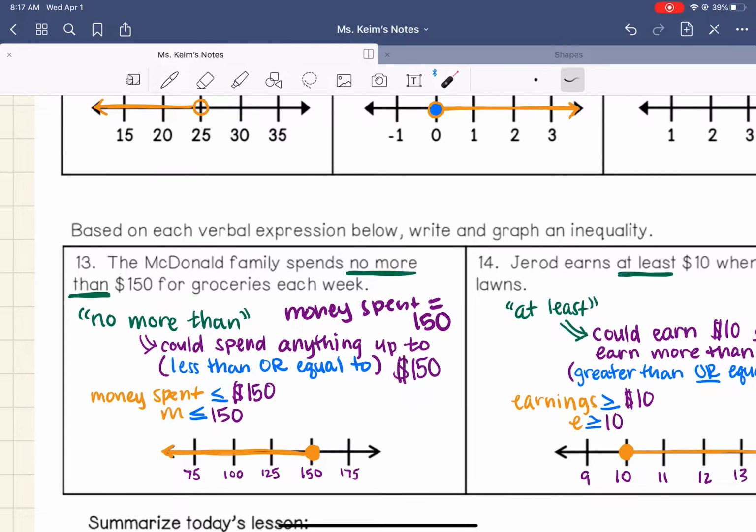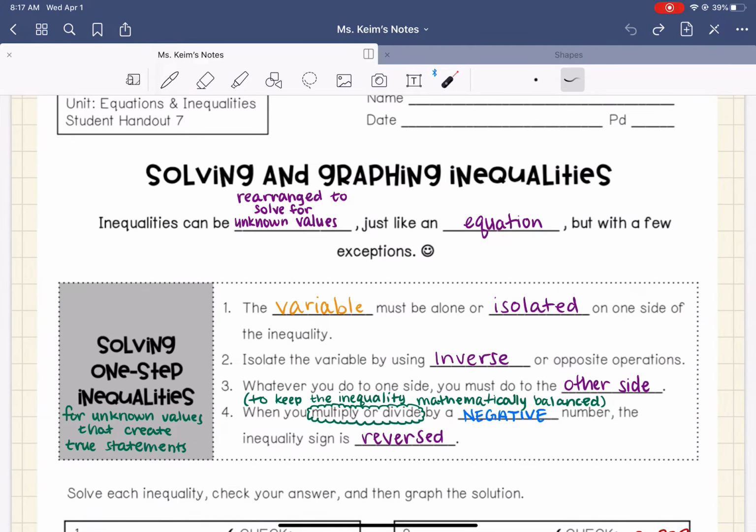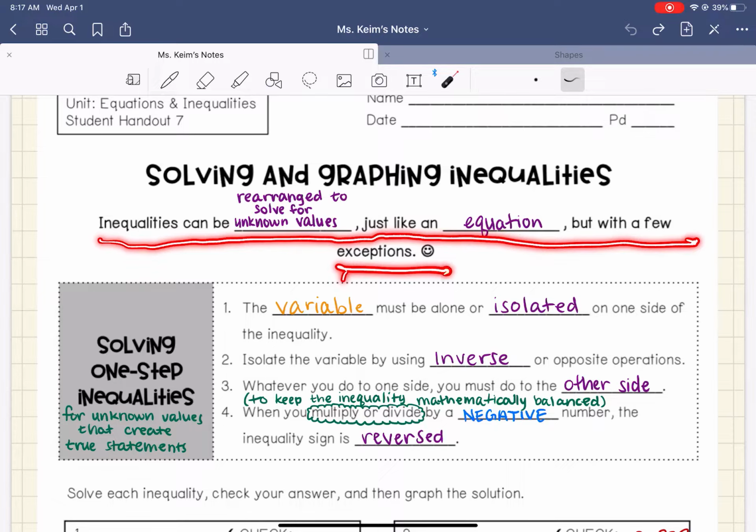That's an inequality. It's a situation where there's not just one possible solution, there are many. There is a range. Okay? So, we can solve for a range of solutions the same way we quote-unquote solve for a missing value in an equation. When we solve equations, what we're actually doing is rearranging the equation to find the number that makes that sentence true. You can see here that it says inequalities can be rearranged to solve for unknown values, just like an equation, but with a few exceptions.